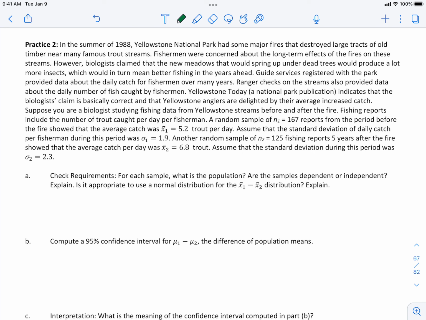So I'm just going to highlight these different samples in different colors. So we have our n1 is 167, our x1 bar is 5.2, and our sigma 1 is 1.9. Then we also have that our n2 is 125, our x2 bar is 6.8, and our sigma 2 is 2.3.